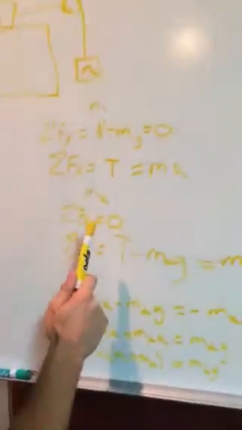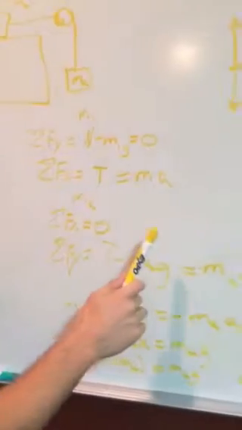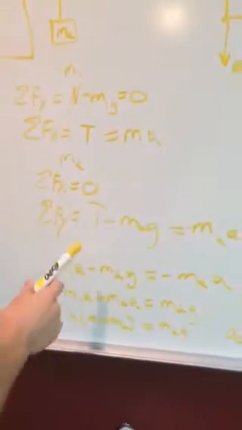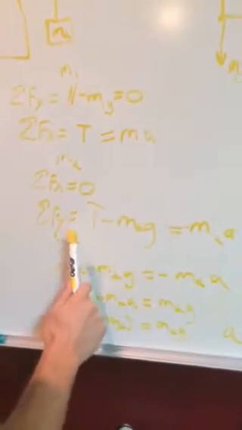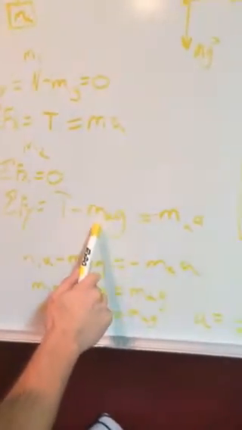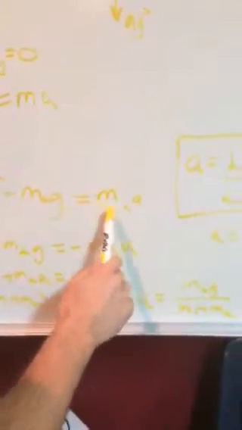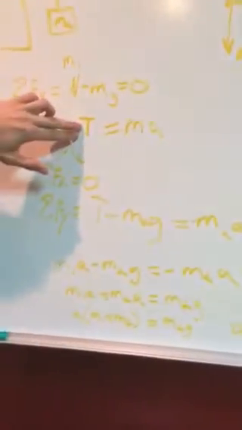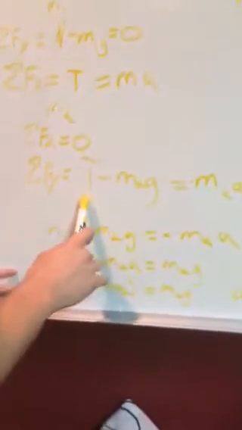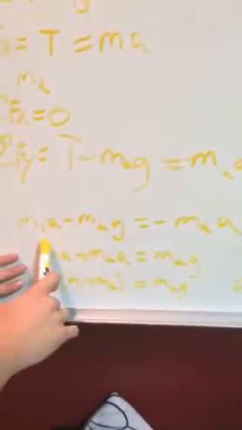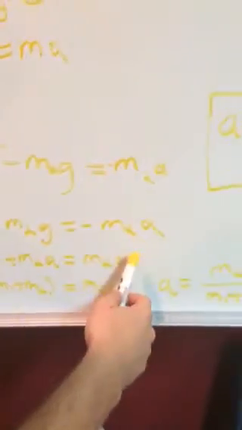For M2, you have the sum of forces in the x direction. There are no forces in the x direction, so that's just 0. For the y direction, you have the tension minus the gravitational force equals negative m2a because it's accelerating in the negative direction. So if you plug the tension up here, which equals m1a, into this equation right here, you get m1a minus m2g equals negative m2a.